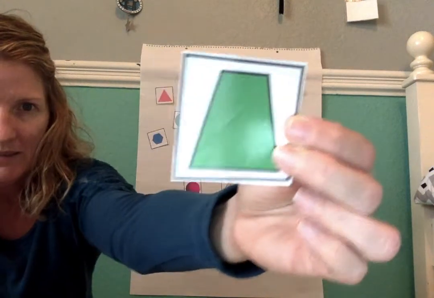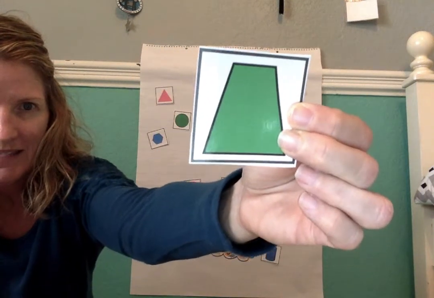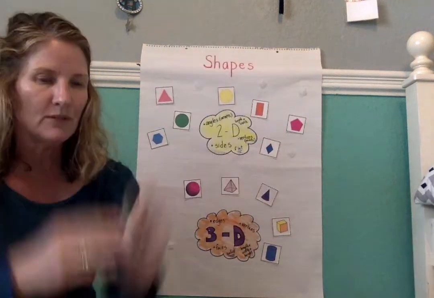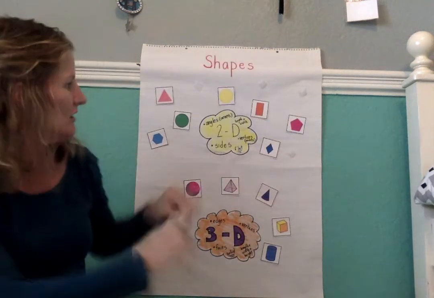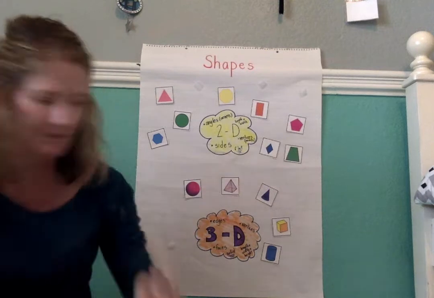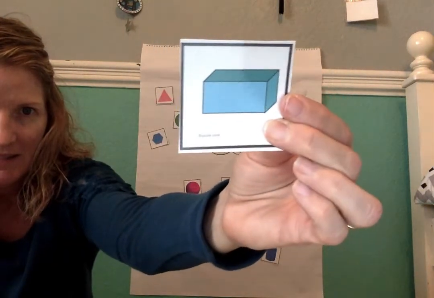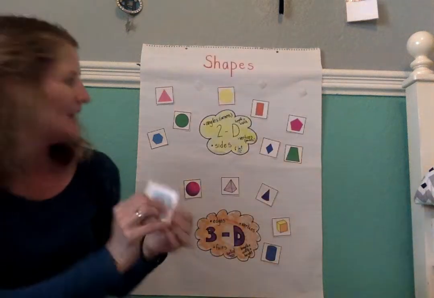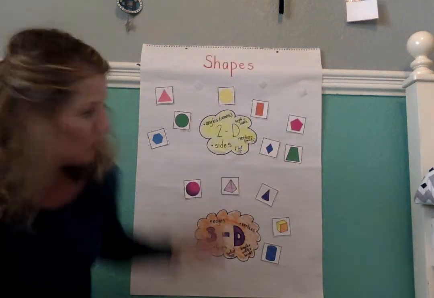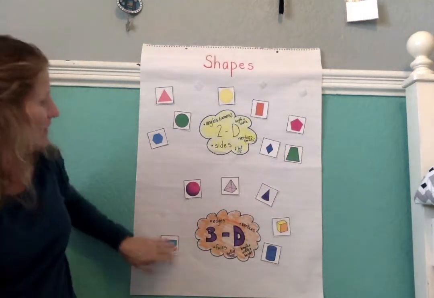What about this one? Yep, trapezoid. Hands in the air like you just don't care. It's a flat one. And this one. Good leaping. That is a rectangular prism, right? Like a cube that we stretch out.